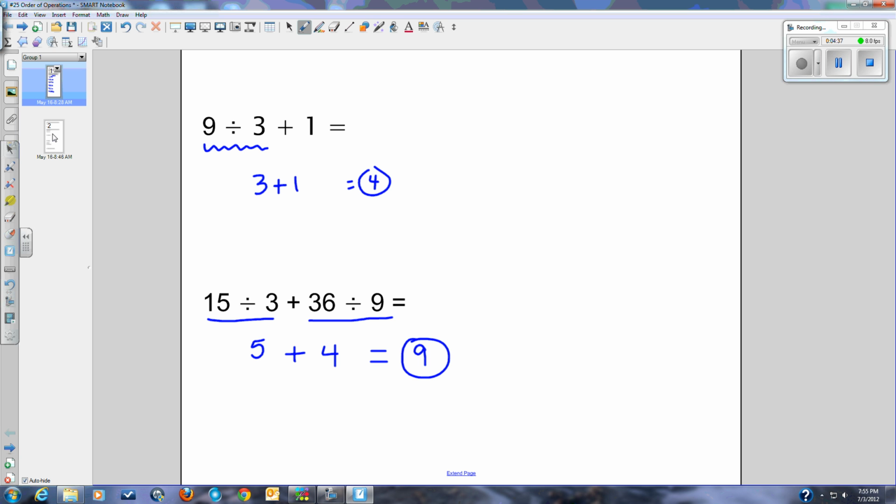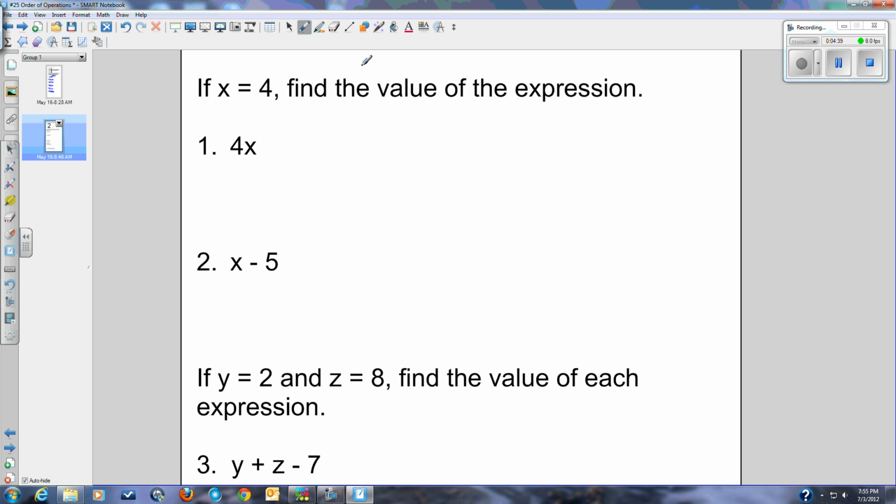Moving on now to the next page. We have some problems with variables. So we're going to use some substitution here. It says if x equals 4, find the value of the expression. Well, the expression is 4x.